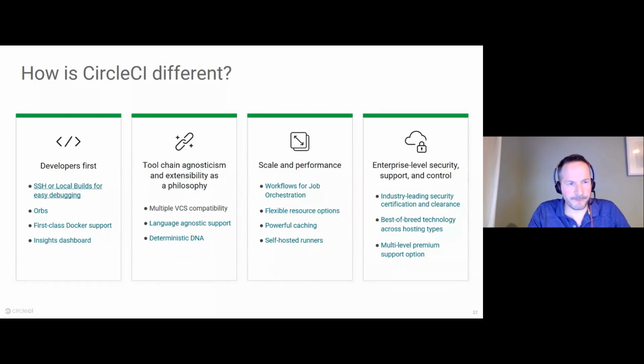Some of the things that make CircleCI different as a platform is that we put the developer experience first. In addition to that, the fact that we are toolchain agnostic and that the platform adopts extensibility as a philosophy makes it easy to bring any toolchain that your team might be working on today or in the future into CircleCI's platform. In addition to that, achieving scale and high performance on CircleCI is easy and intuitive. And our industry-leading security certifications, the best-of-breed technology, as well as the multiple level premium support options that we have, make CircleCI a favorite option for enterprises that are looking for security, support, and control all in one platform.